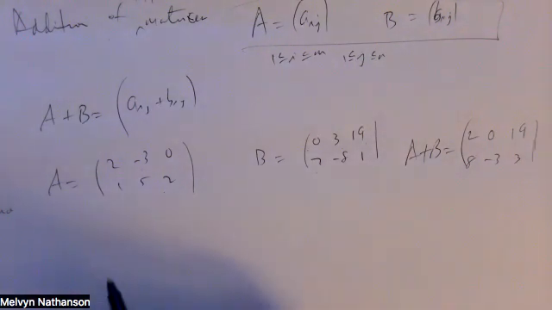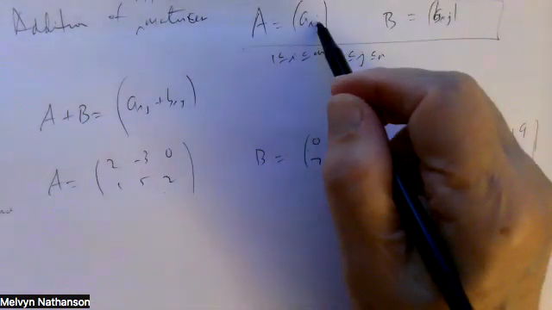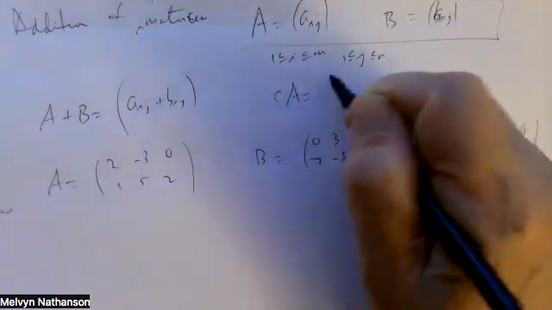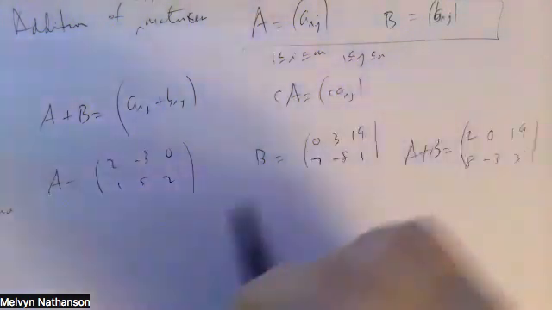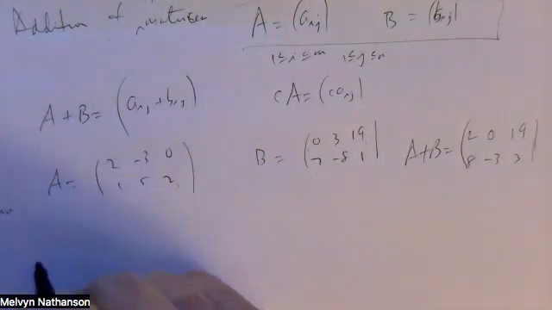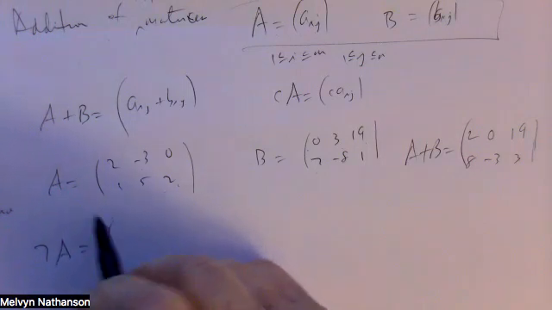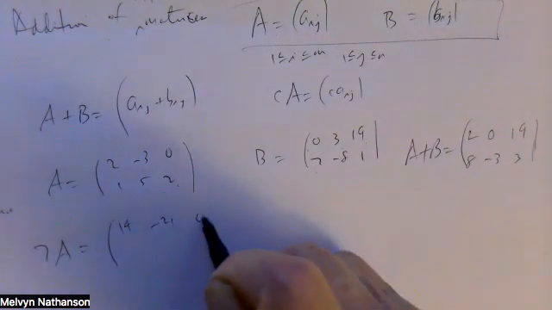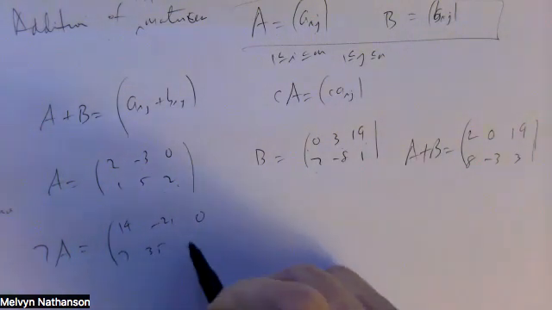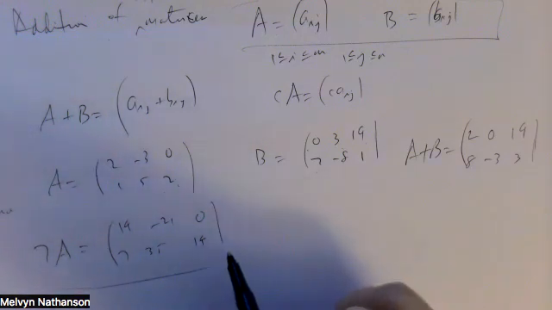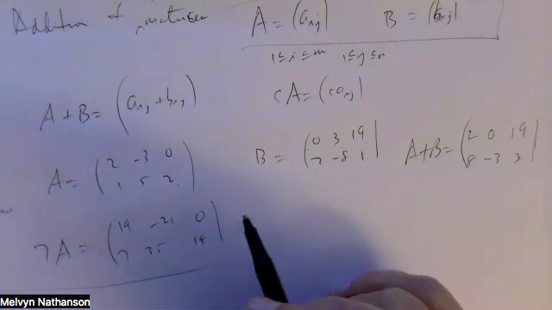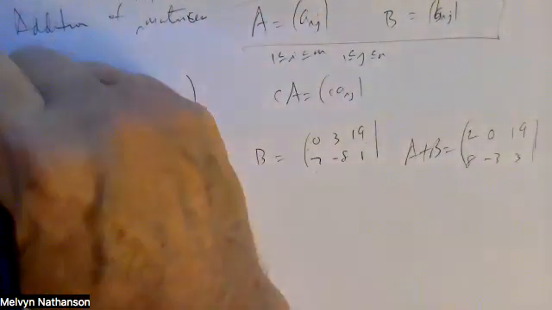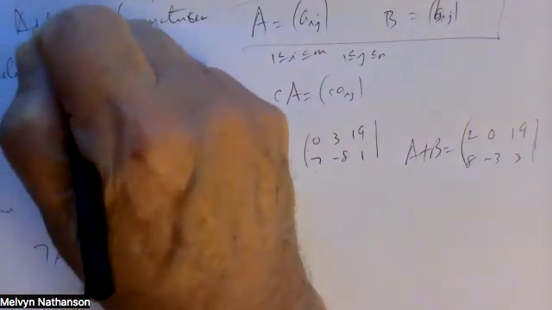And you can scale or multiply a matrix. If this is the matrix A with coordinates aij, c times A just means multiply every coordinate by c. So for example, if this is A, what is 7 times A? You multiply everything by 7. 14, -21, 0, 7, 35, 14. So this is scalar multiplication.